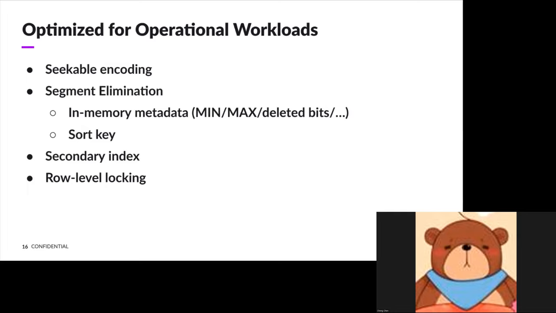Because our column store also needs to be optimized for operational workloads, we do some optimizations that are less commonly found in other OLAP systems. The goal of these optimizations is to allow us to find and seek to individual loads efficiently. For example, all the column encodings we use are seekable. It allows us to efficiently read at a specific load offset without decoding all the loads. We store the segment metadata in memory. It includes the min and max of each segment and the deleted bits for each segment. It allows us to run efficient segment elimination to reduce the number of segments to scan.